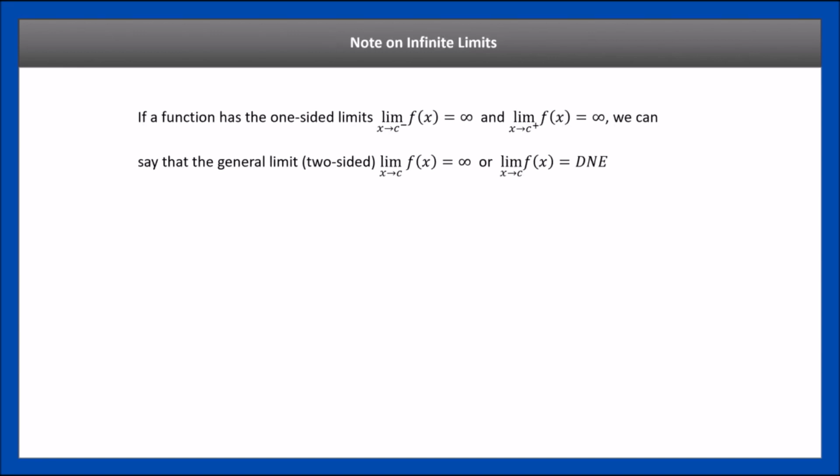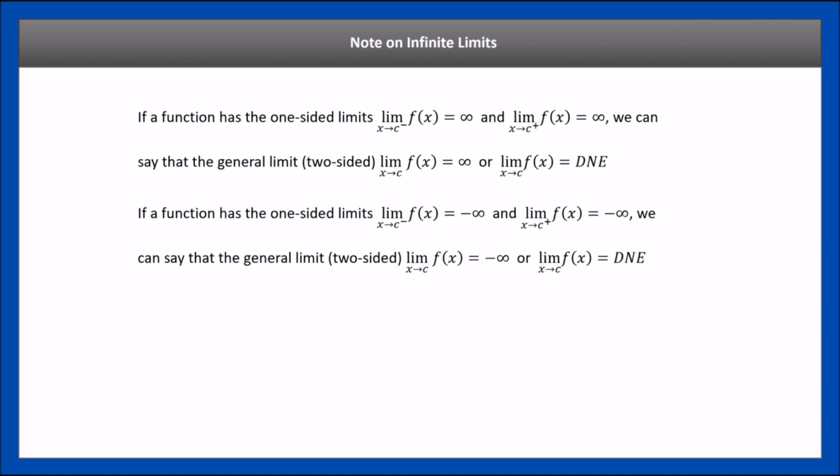All right, so a note on infinite limits. So here's a quick note on how to write the answer for an infinite limit. If you have two one-sided limits and they're both positive infinity, then you can say that the general limit, which is the two-sided limit, is also infinity. You can also say that it's equal to DNE, or does not exist, because remember, infinity is not a number, so technically the limit does not exist. Now, if you have two one-sided limits that agree on negative infinity, then you can say that the two-sided limit is negative infinity or does not exist.